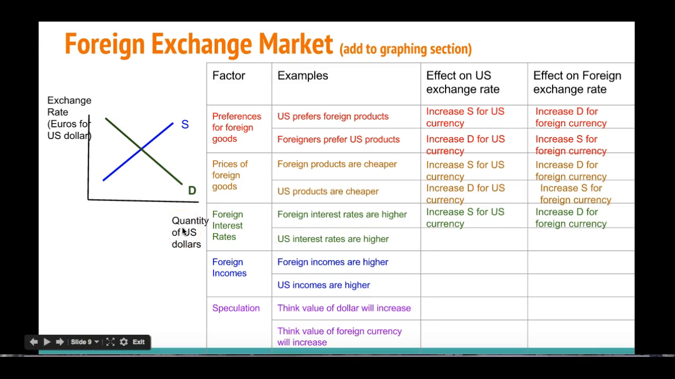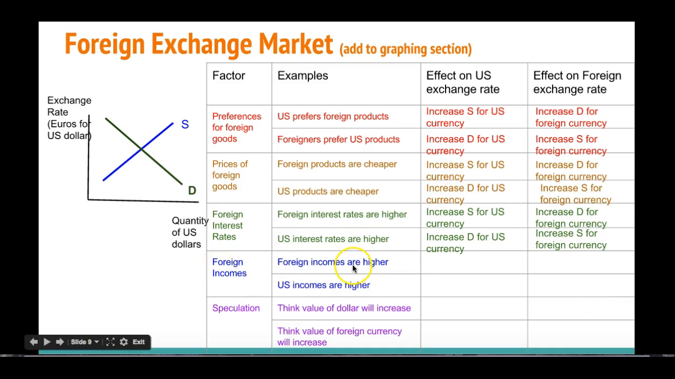So then what about the U.S. interest rates? If the U.S. interest rates are higher, again, as an investor, you want to go where the interest rates are higher because you earn more money. So if interest rates are higher in the United States, then it's going to increase the demand for the U.S. dollar, but it's also going to increase the supply of the foreign currency because they're going to need to supply more of, for example, the British pound to be able to get U.S. dollars.